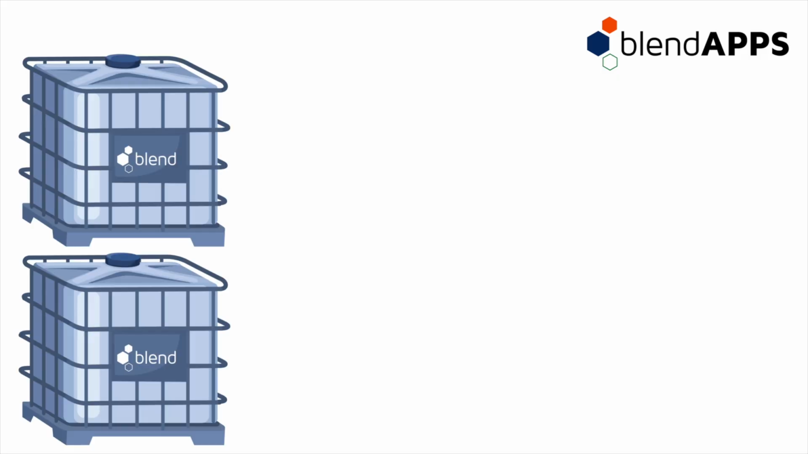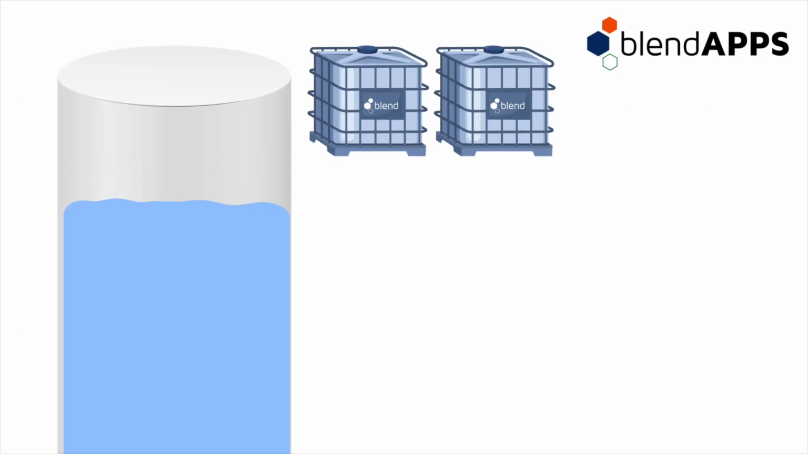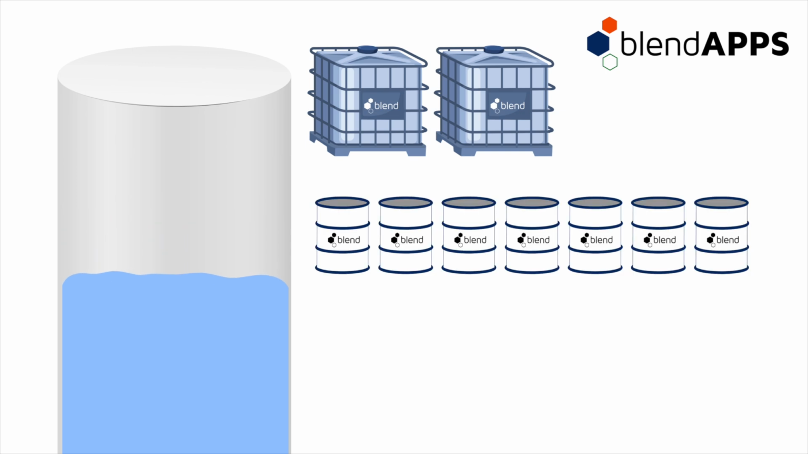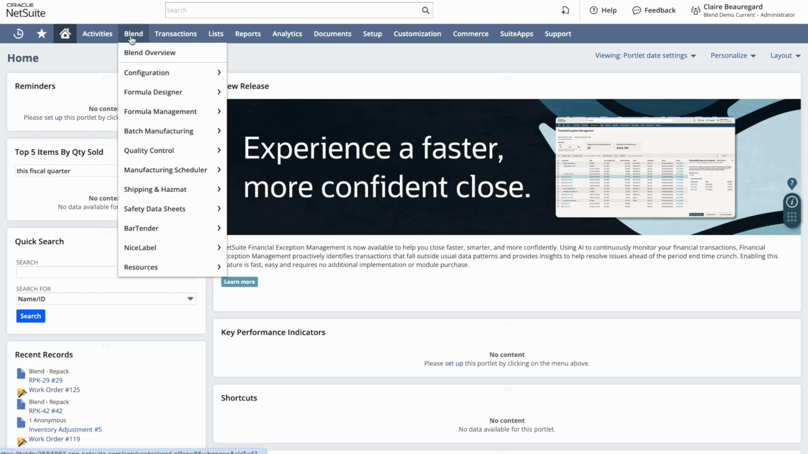That could be taking a couple of totes you have in stock and turning them into pails in order to fulfill a sales order for your customer, or it could be simpler than that, where you receive your formula by the tanker truck, load a silo, and you want to have the option in Blend to create X totes, Y drums, and Z pails. Let's take a look.